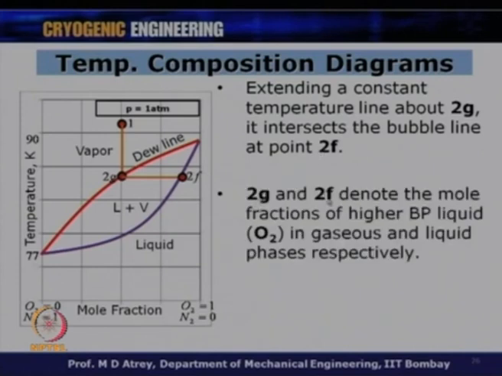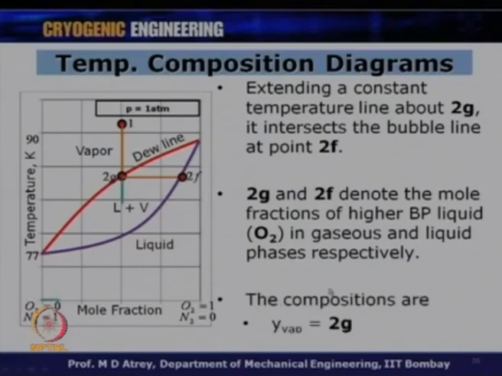So, 2G and 2F denote the mole fractions of the high boiling component in gaseous and liquid phases respectively. So, you have a point 2G which has oxygen equal to 0.5, which is a high boiling component, while you have a point 2F which has oxygen in very high proportion, 0.8 or 0.9. So, this is liquid and this is basically the vapor point.